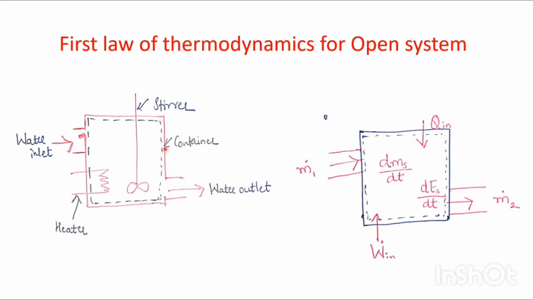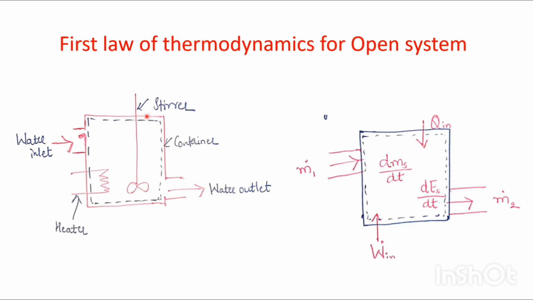This is the container, which is fitted with the stirrer, and some heater is also provided to supply heat to the system. You can see here water is flowing in at the inlet and hot water is flowing out. So after getting heat, that means energy, mass is entering inside and mass is leaving outside.